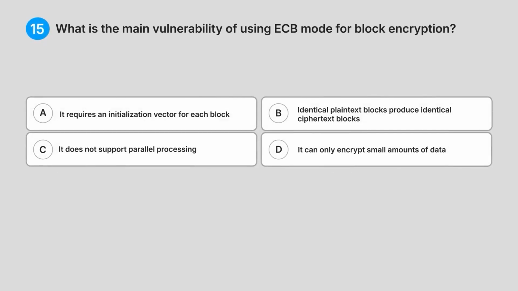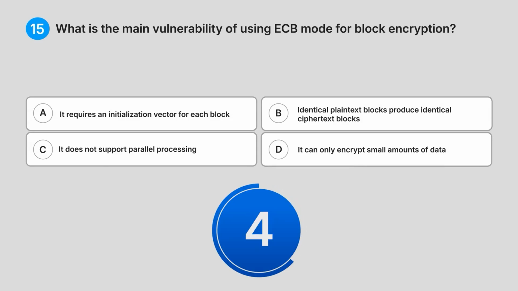15. What is the main vulnerability of using ECB mode for block encryption? A. It requires an initialization vector for each block. B. Identical plaintext blocks produce identical ciphertext blocks. C. It does not support parallel processing. D. It can only encrypt small amounts of data. Do you know the answer?